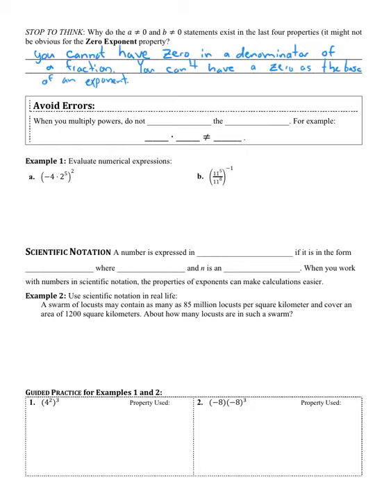Another important thing to note here, just a way to avoid errors, when we do multiply powers, do not multiply the bases. That's really, really important. And what I mean by that is if we had something like 3 squared and 3 to the 5th, we would add those exponents, but we don't want to multiply 3 times 3 and get 9 to the 7th. That would be the wrong answer. It would be 3 to the 7th. So do not multiply the bases. That's very, very important when we're doing these types of problems.